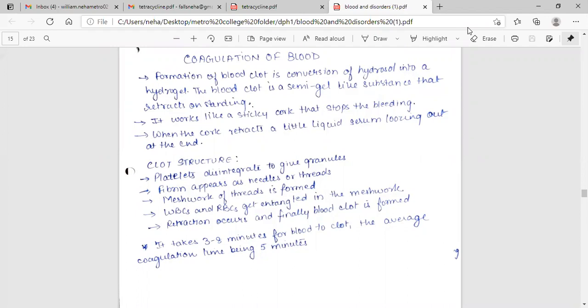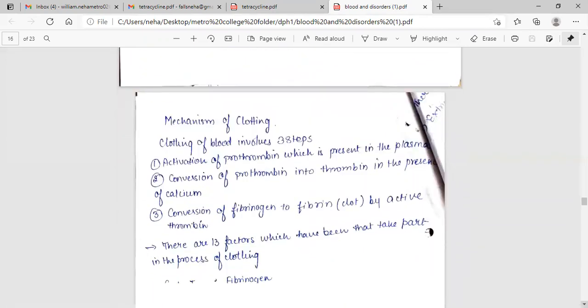Clot structure: platelets disintegrate to give granules. Fibrin appears as needle or thread. A meshwork of thread is formed. WBC and RBC get entangled in the meshwork. Retraction occurs and finally a blood clot is formed. It takes 3 to 8 minutes for blood to clot, the average coagulation time being 5 minutes.